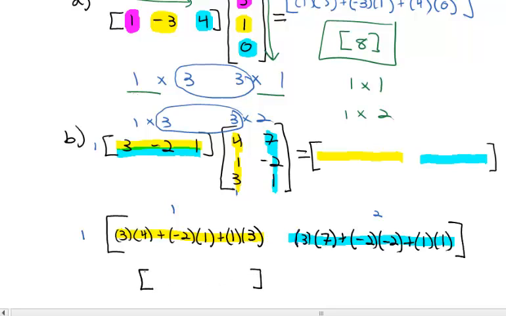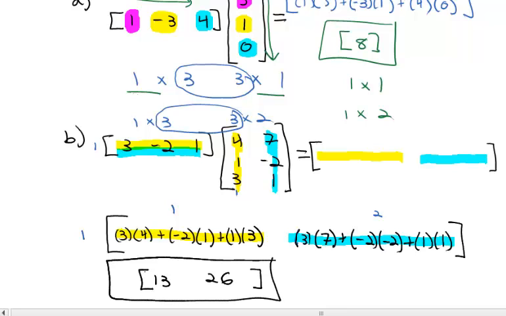So to get the actual 1 by 2 matrix solution, we're going to multiply these out. 3 times 4 plus -2 times 1 plus 1 times 3 is 13. And for the second number, 3 times 7 plus -2 times -2 plus 1 times 1 is 26. And so our product from multiplying both of these together was 13, 26.